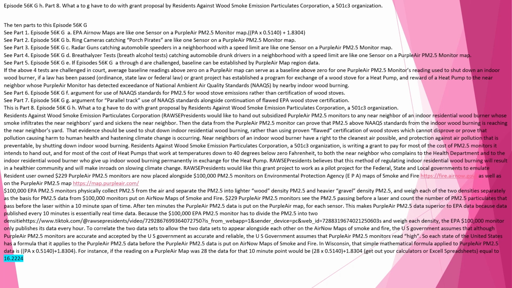So each state of the United States has a formula that it applies to the PurpleAir PM2.5 data before the PurpleAir PM2.5 data is put on Airnow maps of smoke and fire. In Wisconsin, that simple mathematical formula applied to PurpleAir PM2.5 data is PAX 0.5140 plus 1.8304. For instance, if the reading on a PurpleAir map was 28, the data for that 10-minute point would be 28 by 0.5140 plus 1.8304. Get out your calculators or Excel spreadsheets, equal to 16.2224.